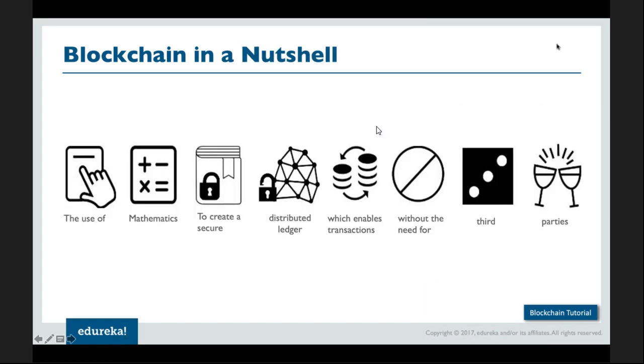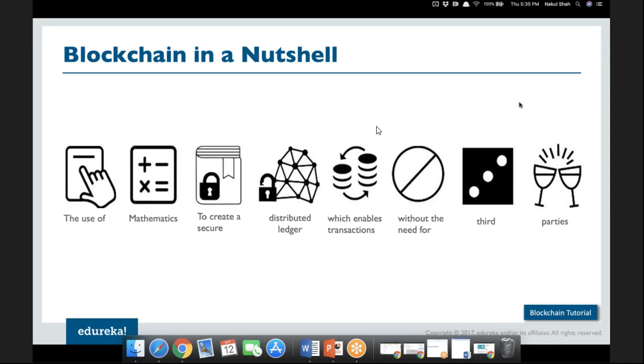So in a nutshell, if you look at blockchain, you can call it the use of mathematics to create a secure distributed ledger, which enables transactions without requiring any kind of third parties, any kind of intermediaries, any middlemen in order to execute those transactions. So that is what blockchain is all about.